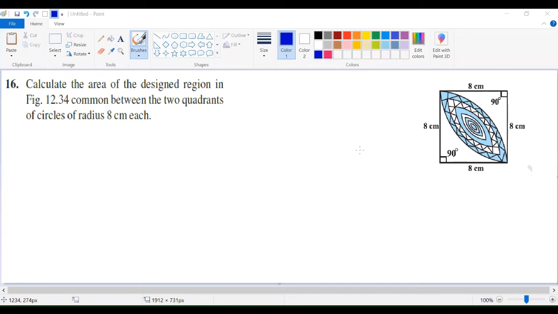So question number 16. Last question of this exercise and last question of this chapter 2. Quite interesting and different type of question. Calculate the area of the design region in the figure common between the two quadrants of circles of radius 8 centimeter each. So observe the figure very carefully. Here two quadrants are there. So first we need to identify the two quadrants. So first quadrant, let us see.